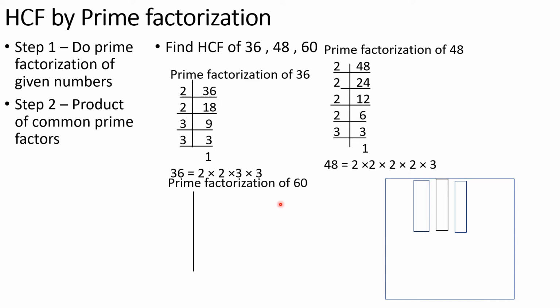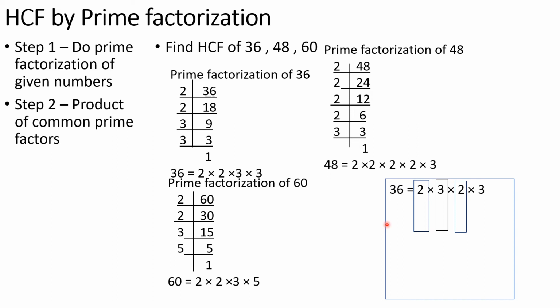Now the prime factorization of 60. So 60 is divisible by 2 because 0 is at the ones place. That's why we will divide by 2 and it is 30. Now again 30 is divisible by 2. We will write 2 here and we will divide. The quotient will be 15. Now 15 is not divisible by 2. It is divisible by 3. So we will write 3 here. 3 fives are 15 and 5 ones are 5. It means the prime factorization of 60 equals 2 multiplied by 2 multiplied by 3 multiplied by 5.